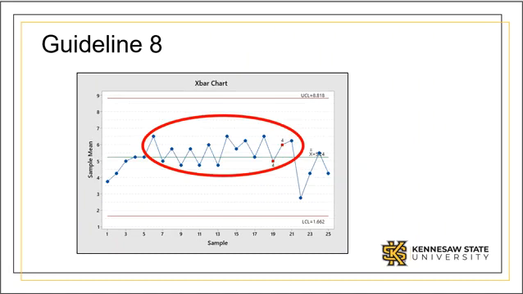Finally, if we have 14 or more points in a row alternating up and down, this would also be indicative of a special cause or seesaw effect. 14 points alternating up and down is indicative of a process capability that is diverging. These 14 points are no doubt the beginning of the end regarding process stability.